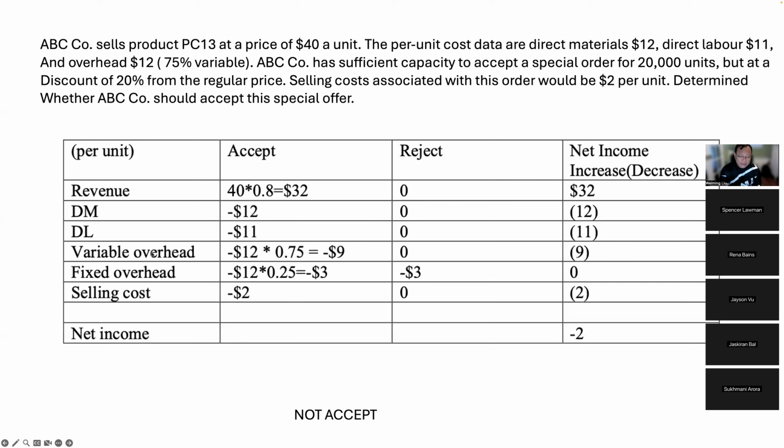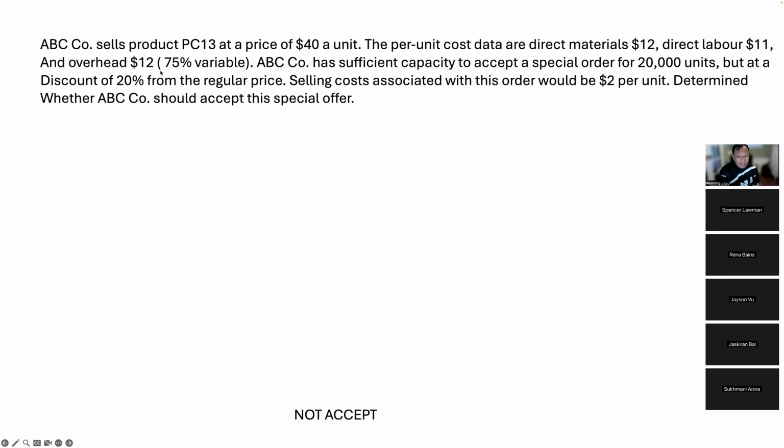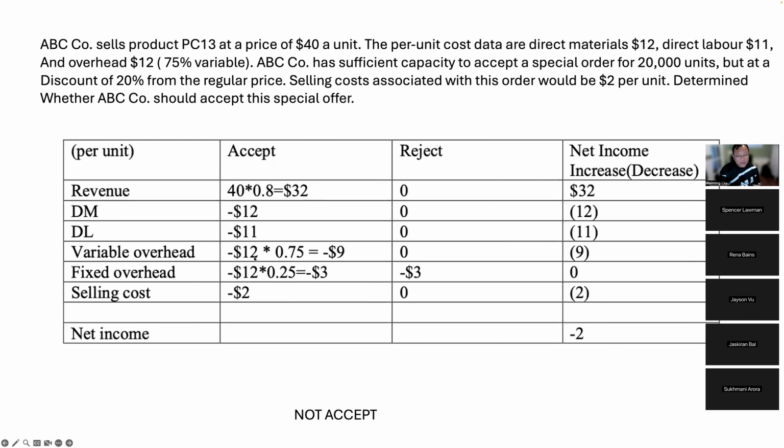Variable overhead is 75% of the total overhead cost. Total overhead cost is actually $12. 75% of that is $9. So your variable overhead is $9, and your fixed overhead is the difference between 12 and 9, so it's $3.